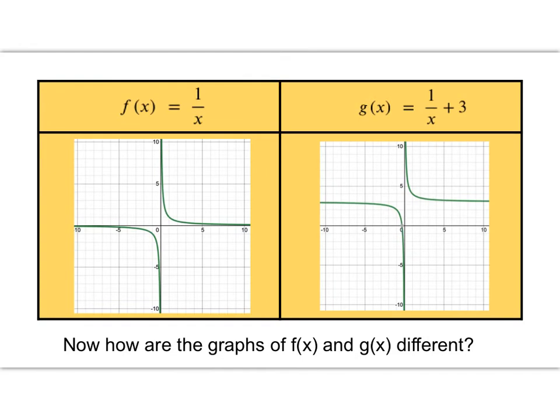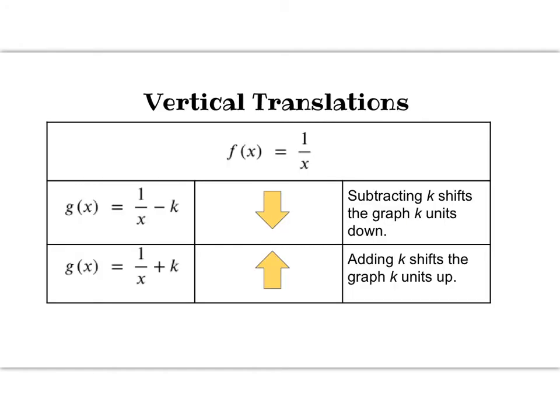Let's look at another one. Okay, so here I have, again, my parent function, and I'm going to look at that reference point. That's a nice clear one to look at. And then when I find a comparable point on my other graph, I see that that's 1, 4. So what happened here? Well, this time we shifted up 3. And that kind of makes sense, doesn't it? We added 3, so we went up 3. And earlier, when we subtracted 3, we went down 3. So these are vertical translations. If we subtract k units from our function, we'll shift down k units. And if we add k units to our function, we'll shift up k units.